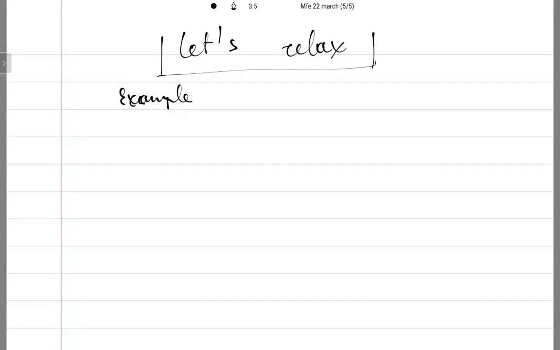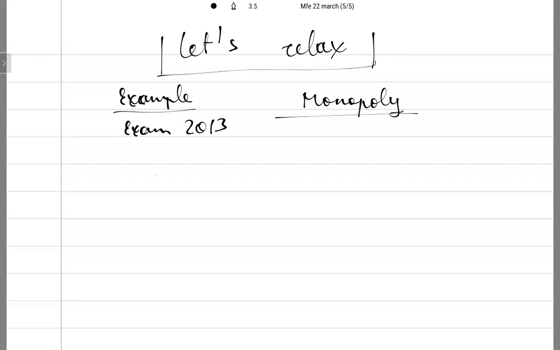Okay, yeah, let's solve that one, maybe. That's the 2013 exam, and we have a monopoly, and the total revenue is given by the formula 6x minus x squared plus y minus y squared.